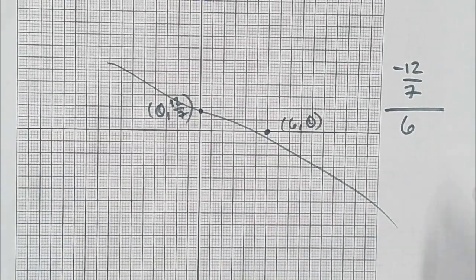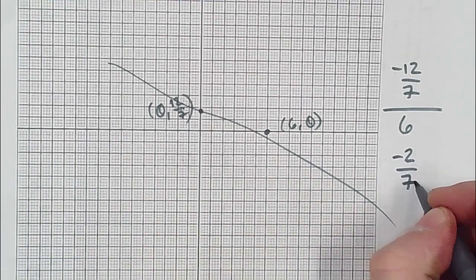Think about what this means. What's 12/7 divided by 6? Not 3, but he's close. Imagine you have 12 of something. We'll call them sevenths, but you have 12 of something, and you divide it by 6. Now what do you have? 2 of something. 2 of what? 2/7, and of course it's negative.